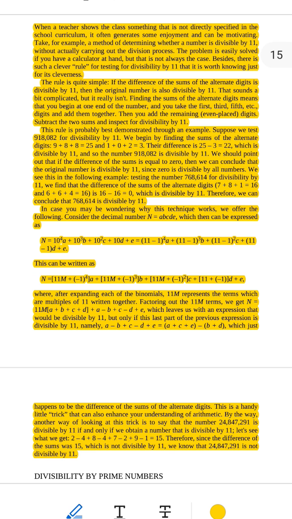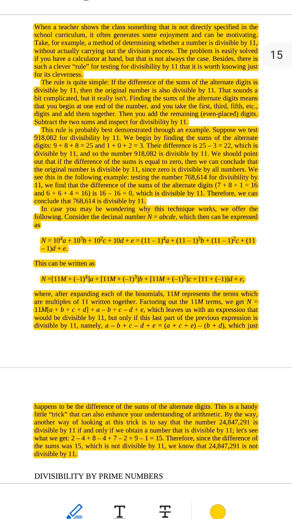4. Add up the even position digit: 2. 5. Subtract the two sums. 9 minus 2 equals 7. 6. Check if 7 is a multiple of 11. No, it's not a multiple of 11. Since 7 isn't a multiple of 11, 524 is not divisible by 11.